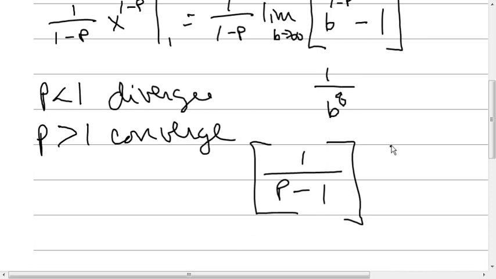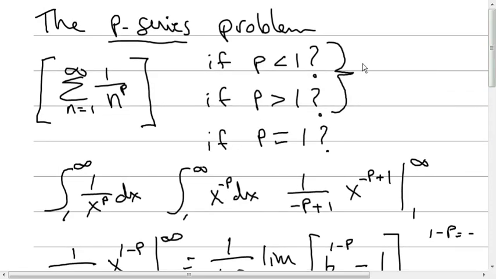Later we talk about error terms and remainders and things like that, and we can see how we can use something like this. But for right now, all we're doing is a test for divergence and convergence. So we've solved here. We know that when p is less than 1, we get divergence. When it's greater than 1, we get convergence. Now the only question is, what happens when p is exactly equal to 1?